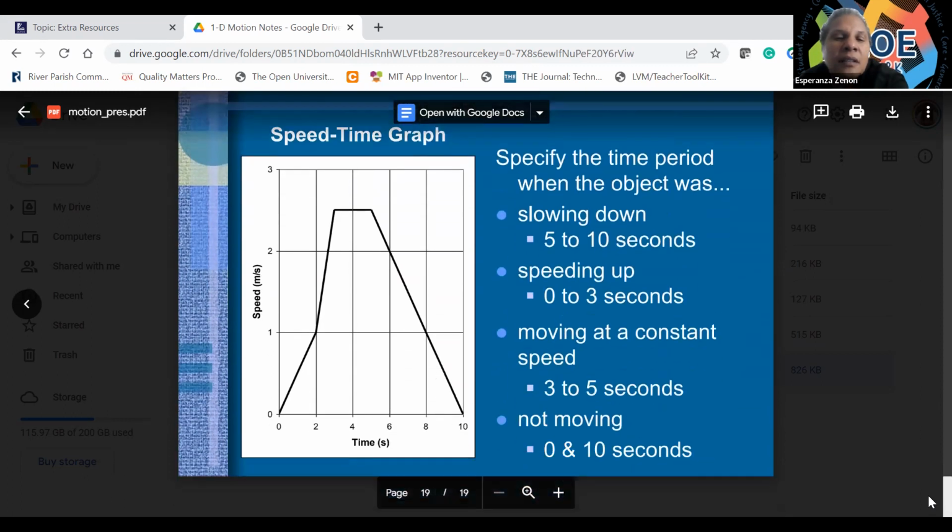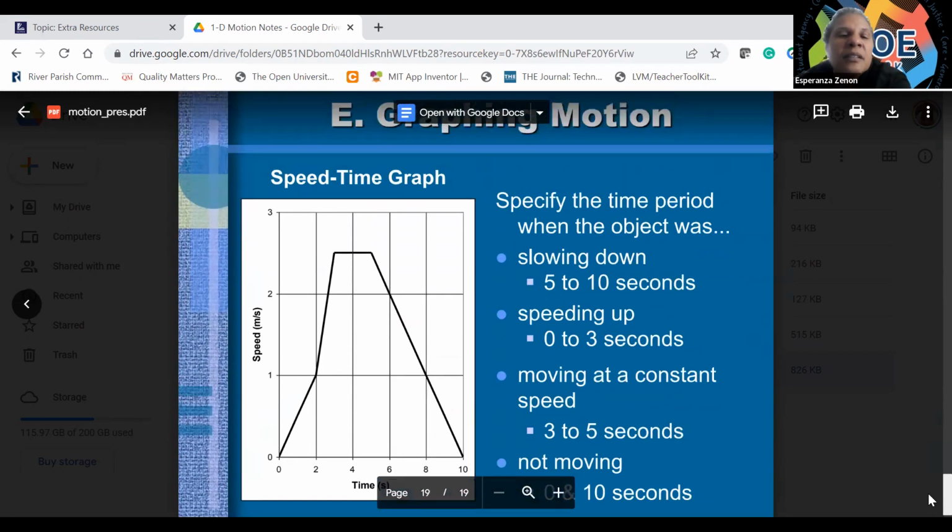So let's look at this example graph here. This is a speed versus time graph, and just by looking at this graph, I can tell you certain things. So when was the object slowing down? That means that the slope is negative, so decreasing from left to right. If I look at this graph, when was the slope of the line decreasing left to right? Between 5 seconds and 10 seconds.